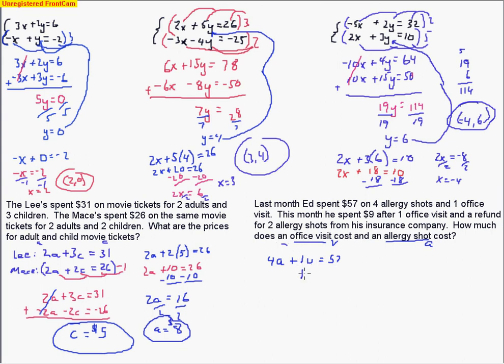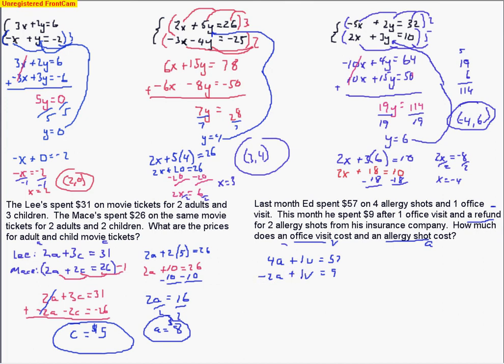So you've got to be careful here. So he went to the office. So he had that office visit. $9 was the cost here. Now the allergy shots, though, was a refund. Refund means we're taking away. And so we're taking away 2 allergy shots, the cost of those 2 allergy shots. But we did visit the office, so we have a plus 1V.